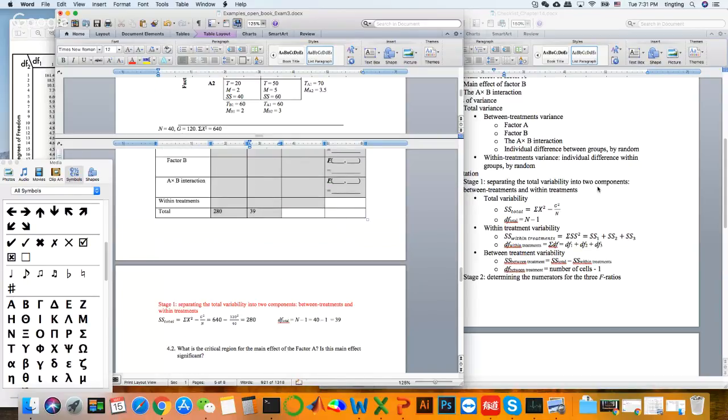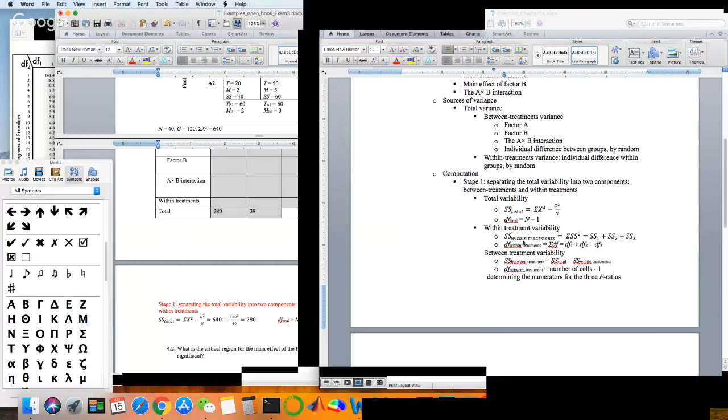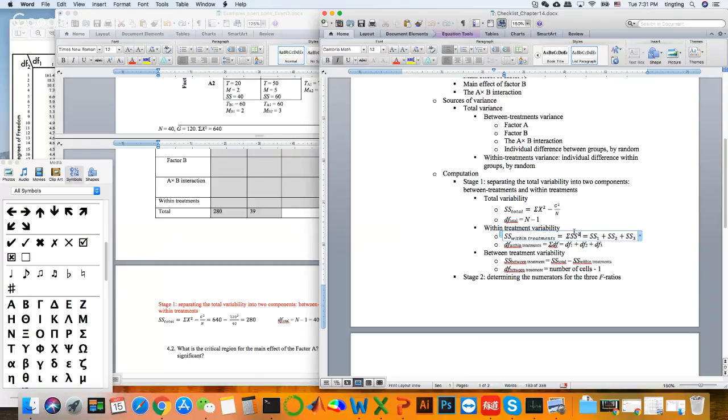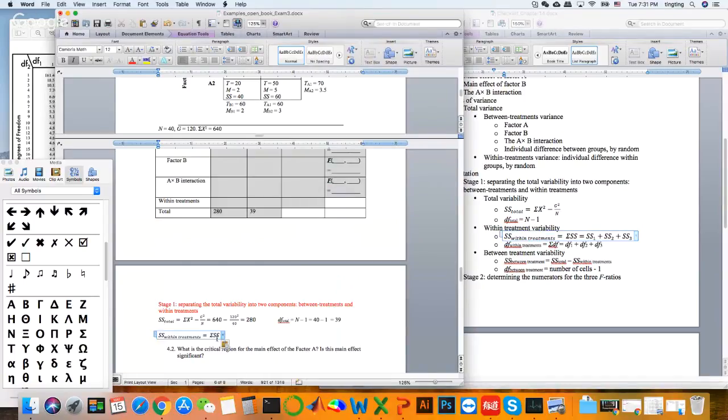And then separate into two components, between treatment and within treatment. So let's do the within treatment first, right? Copy and paste somewhere. Sigma SS. You have all the SS values right here: 1, 2, 3, 4, four numbers. Add them together. Within treatment, so put this number here.